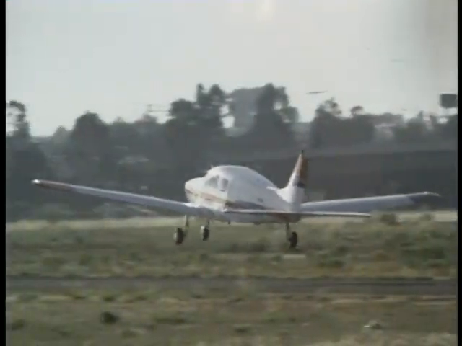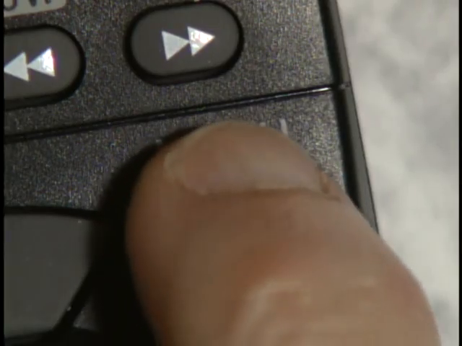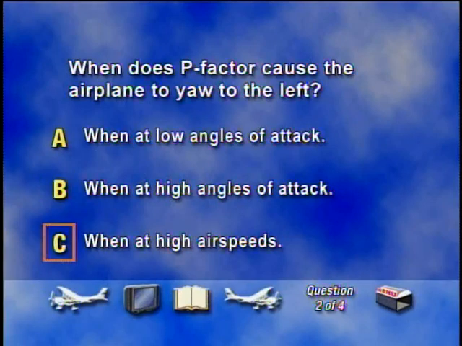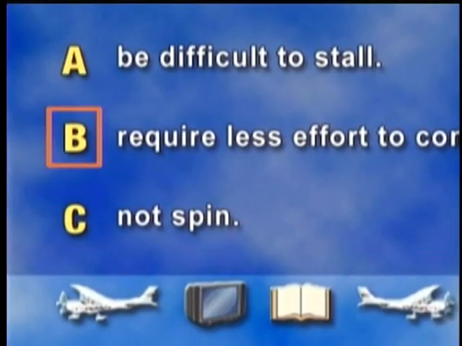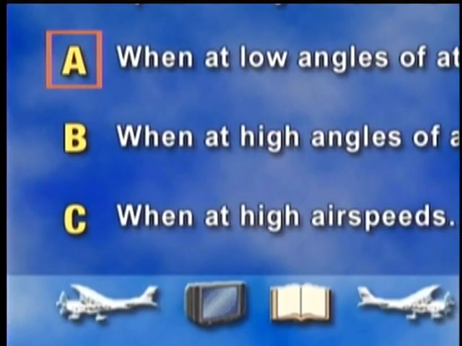Of course, you can also choose to see the explanation or replay the video lesson, even if you got the question correct. You can exit the video lesson at any time and return to the question by pressing Menu on your remote control. To move to the next question, select the right-facing airplane. Selecting the left-facing airplane takes you back to the previous question.